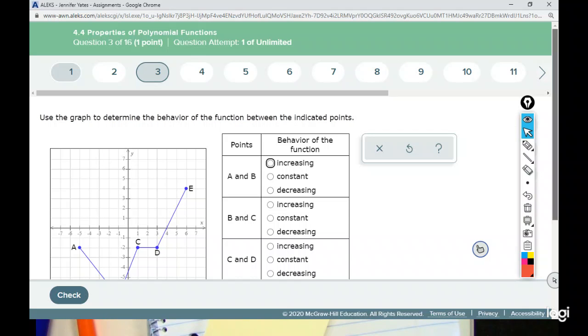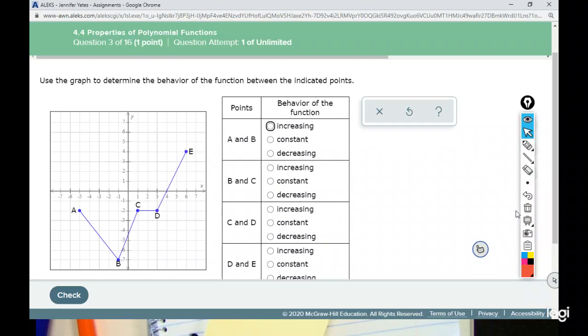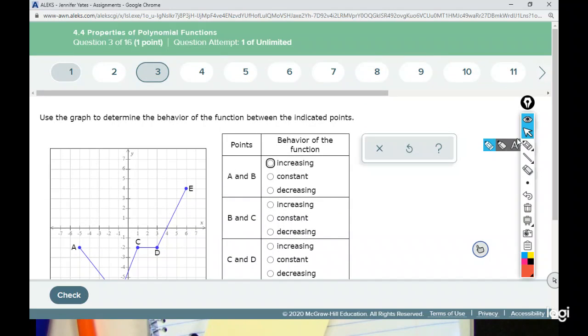And identifying where we're increasing and decreasing. So I'm not going to go through here and select these, but we'll talk about it. Between A and B, what's happening? Decrease, right? We read from left to right, so we're going down. Decrease from B to C. C to D. And D to E. All right, see how good you guys are at this game?